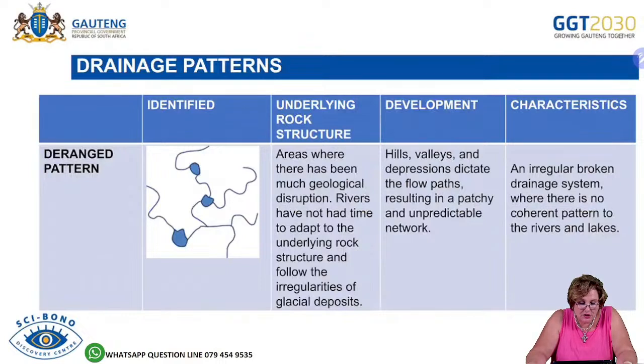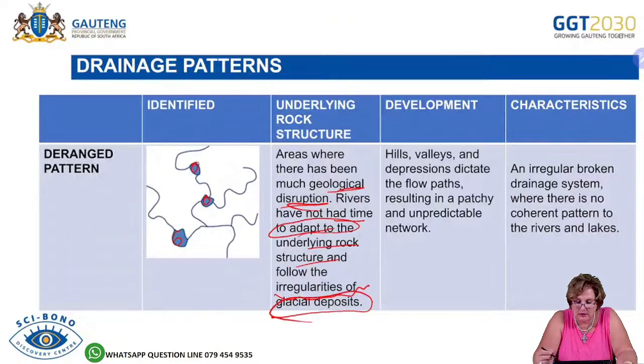A deranged pattern, it's a deranged pattern. There's no specific pattern. The blue you will see are dams or lakes. The area has been much geologically disrupted. Rivers have not had time to adapt to the underlying rock structure, and they follow an irregular flow of glacial deposits.